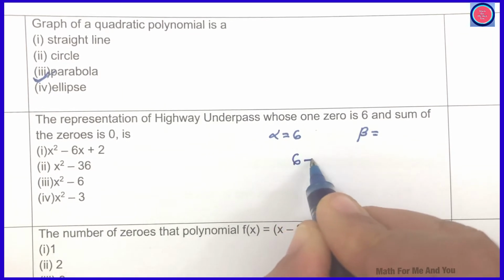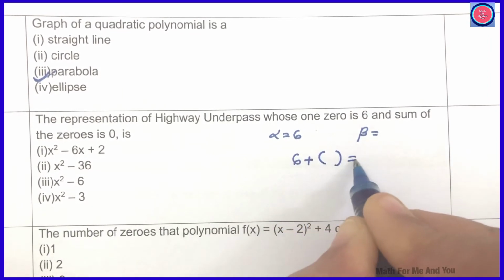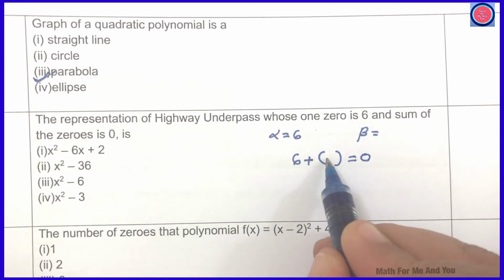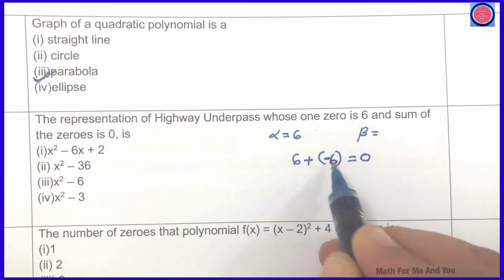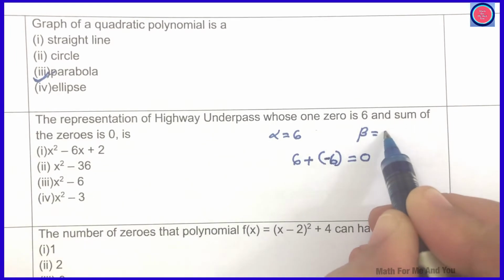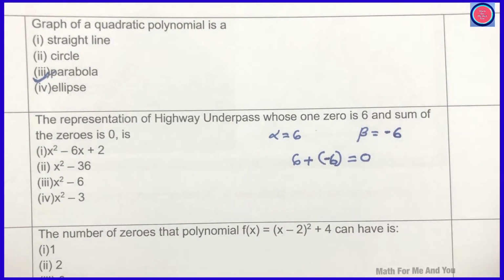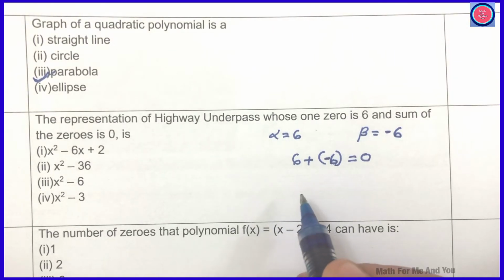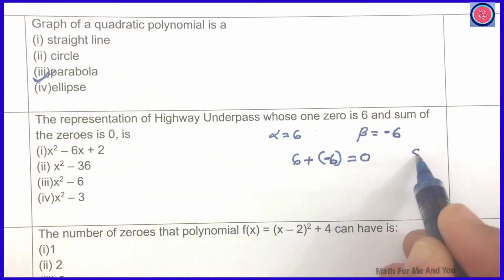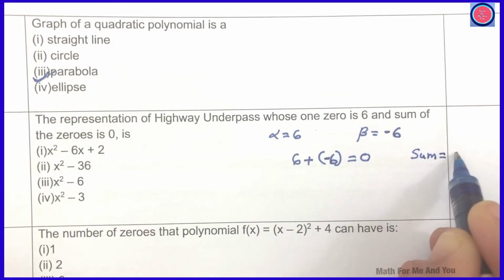That means first number 6 plus the second number we get the total 0. What is the second number? Of course minus 6 because 6 plus minus 6 only we get 0. So the second zero beta equals minus 6. Can you find the sum? Can you find the product? Sum already given in the question. What is sum? It is given sum of the zeros equals 0. So we can write sum equals 0.